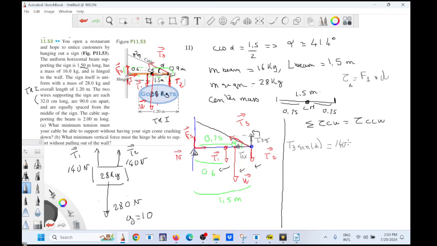So 140 times the distance here, which is 1.5, plus, and then you have the weight, which is 160. So 160 times the distance, which is 0.75, plus another 140. So 140, but it's not as efficient as this one because it's closer, so times 0.16. And the torque provided by this one and that one equals 0 because it's attached to the fulcrum.